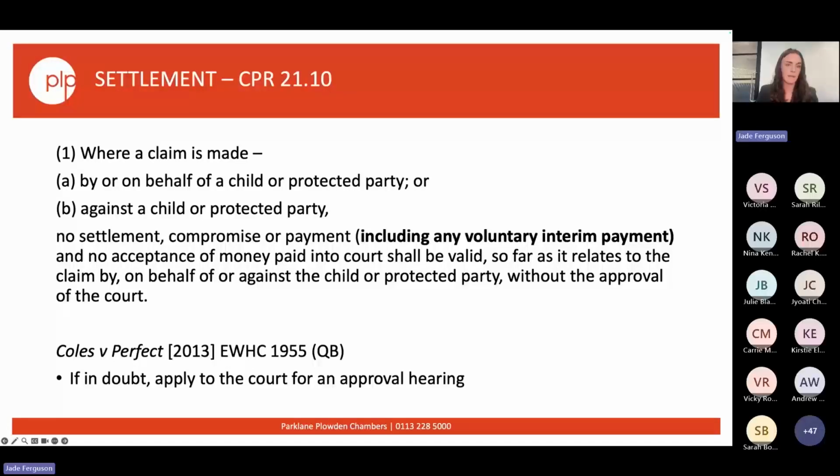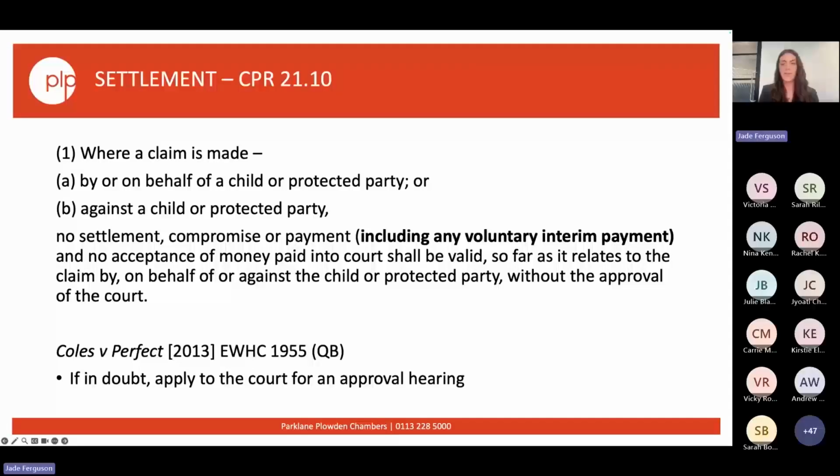The other point I wanted to make in relation to settlement is that even if you have some doubts about capacity, you can apply to the court for an approval hearing. So even where your client has capacity, or you think they have capacity all the way through proceedings, you've come to settlement, and perhaps something happens, there's been some deterioration where you're concerned that they no longer have capacity. It would potentially be a longer process going down the route of obtaining expert evidence and things like that. A shortcut potentially is in the case of Coles v Perfect.